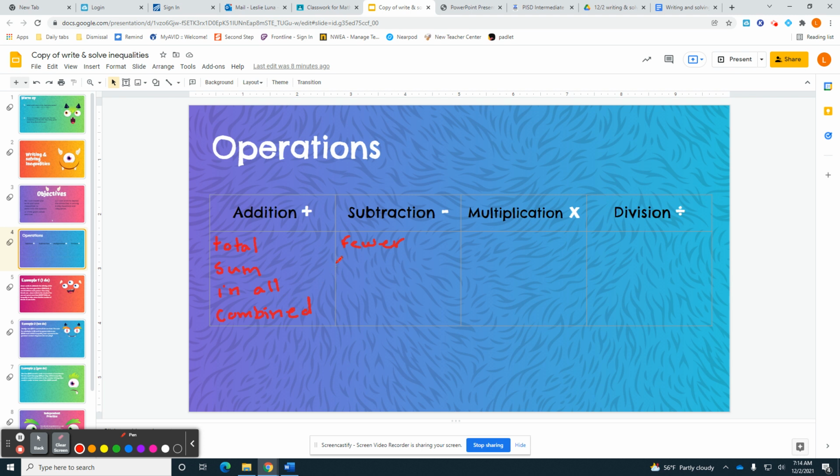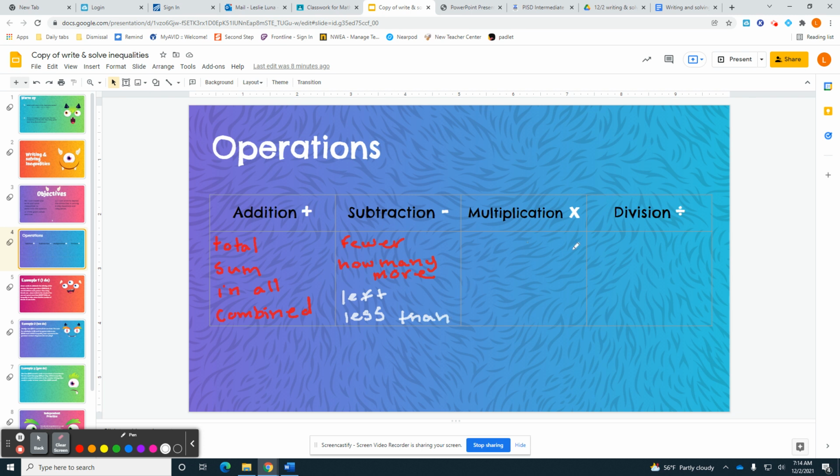How many more? Okay, I'm going to change the color because this red on blue is hurting my eyes, guys. Left, less than. Let me reset. I put it too close together. Okay, so those might be some of the ones for subtraction.